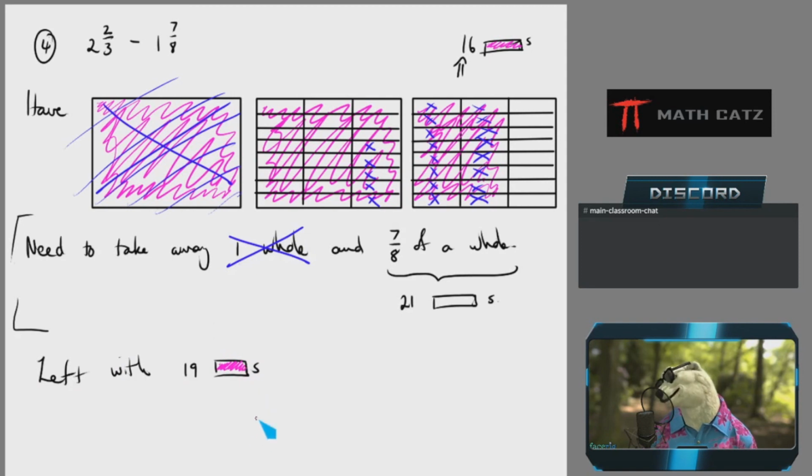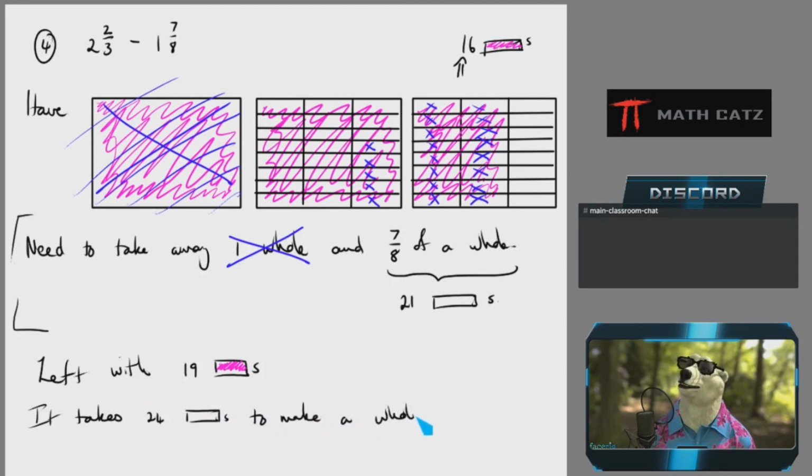pieces. Now I still have the problem of rewriting this in its corresponding fraction form, referencing a whole rectangle. So I have my standard sentence. It takes 24 pieces to make a whole rectangle.